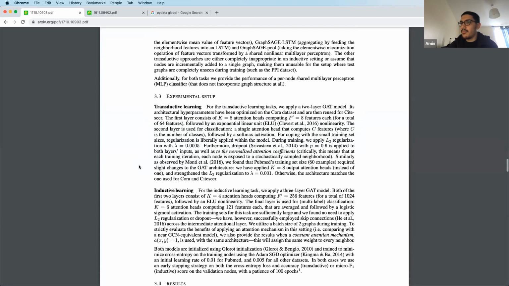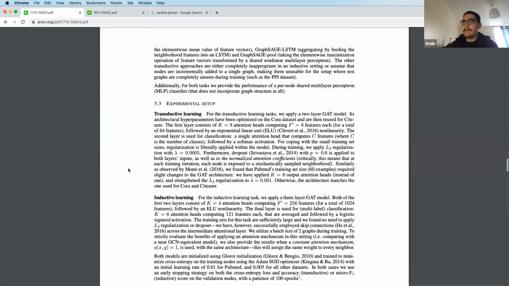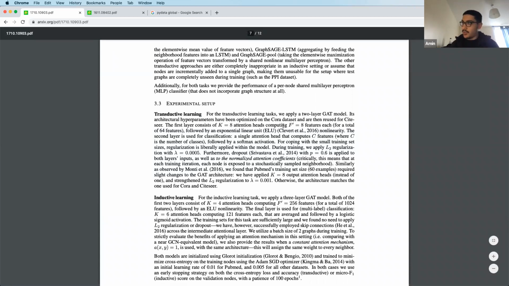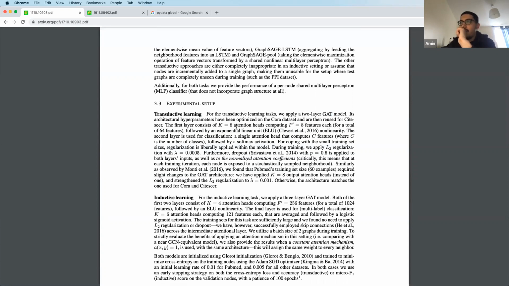So for the experimental setup, as it says, for transductive learning, they use two layers in the GAT model. They have 8 attention heads. Exponential linear unit is used as the nonlinearity. So for regularization, they apply standard L2 regularization, but something which was interesting, they also include dropout.